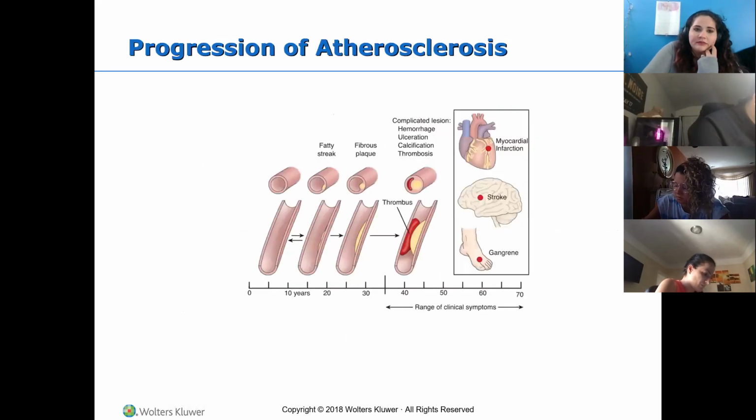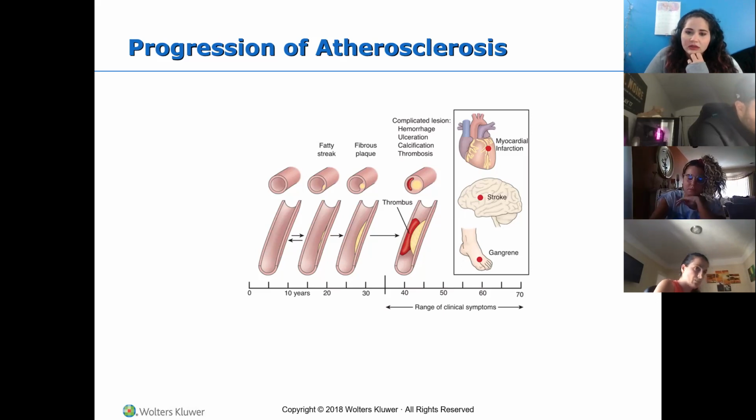Alrighty, moving on. This is just a visual of the progression of it. So you have the clear, and then it slowly has the fat streaks, then the fibrous plaque, and then we have the thrombus. And it's a complete hemorrhage, ulceration, calcification, thrombus. And that's when you're going to see myocardial infarction, stroke, or gangrene, which is the dying off of an extremity, and it becomes black. It's gross. It's on some of the dummies in the skills lab, right?